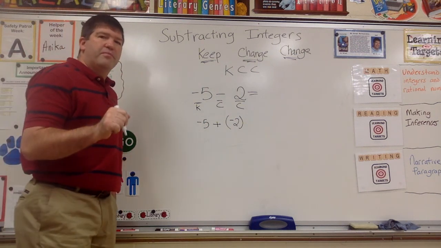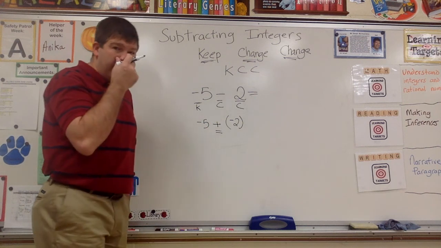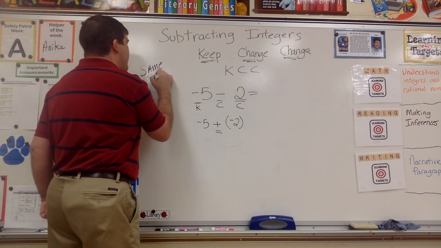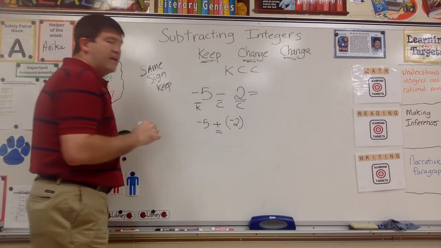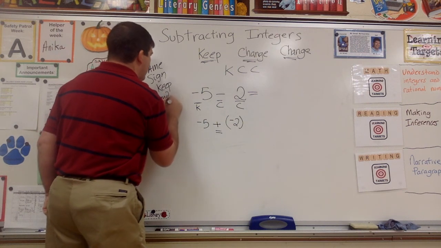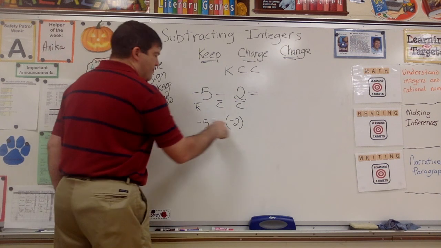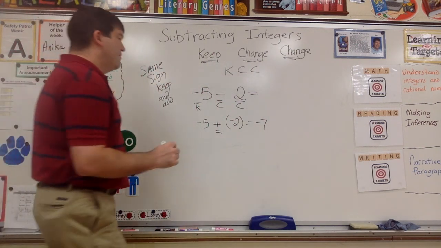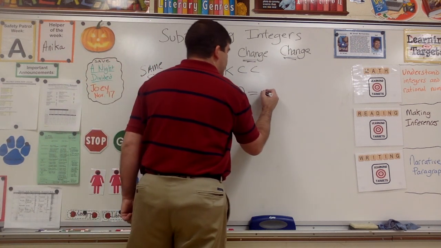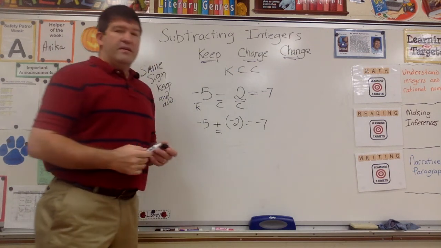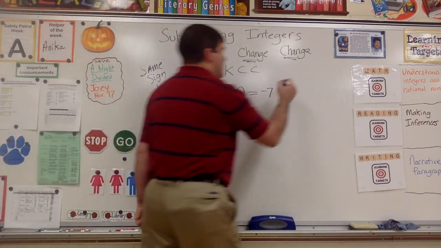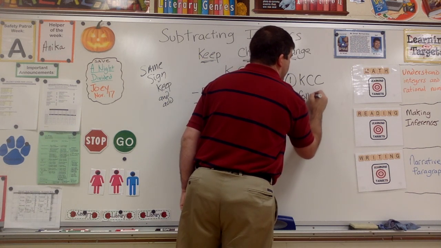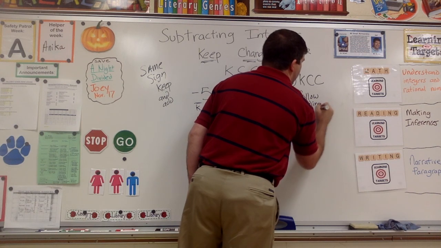Now, you just have to remember the addition rules because now we're adding it. Remember with addition of positives and negatives, if it's the same sign, you just keep it and add. So we add these together. 5 plus 2 is 7. And keep the same sign, negative 7. So, negative 5 minus 2 is going to get me a negative 7. So with subtraction, first step, keep, change, change. Second step, follow adding rules.